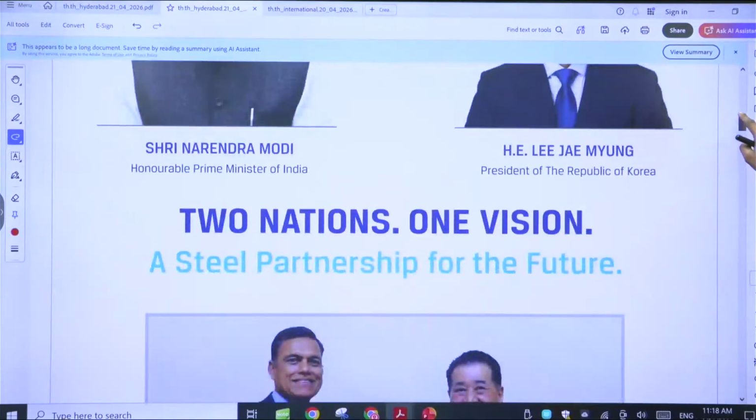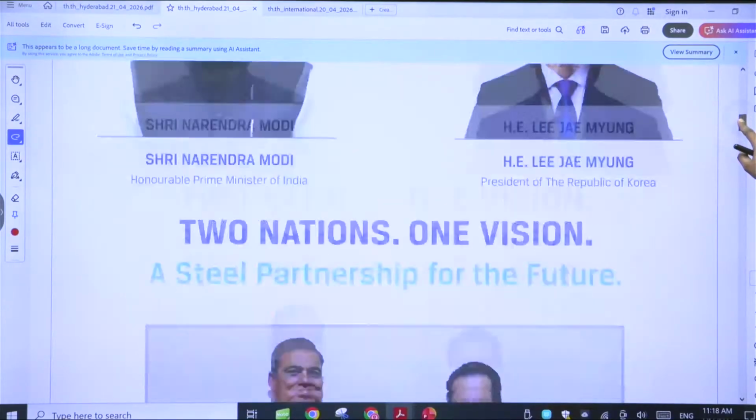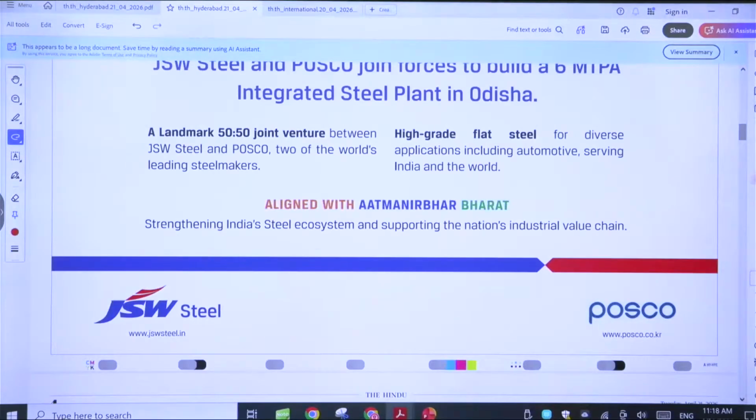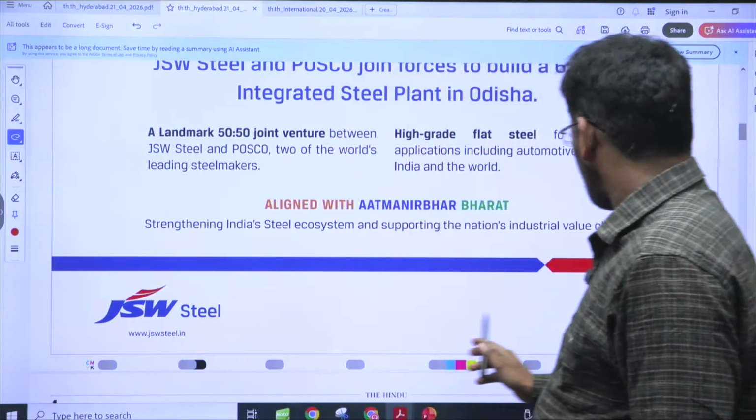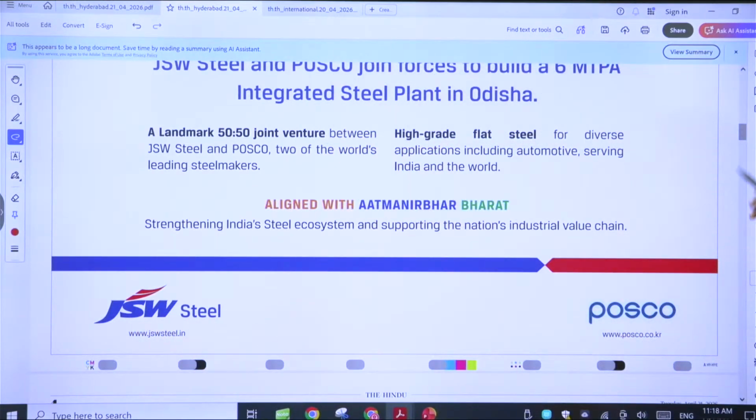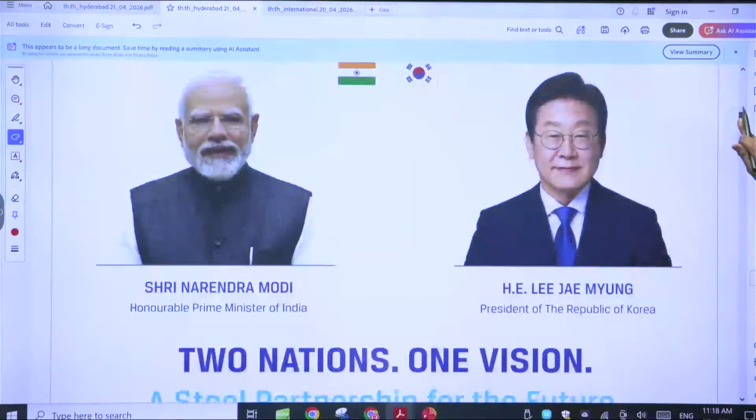Next, this is also very important. There is an advertisement. What is the advertisement? The advertisement was about JSW, Jindal Steel, and POSCO of Korea. So what is happening today?